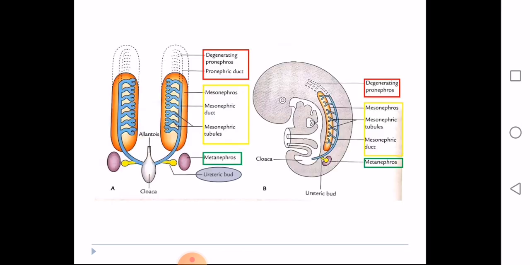So look at this diagram once again. Look at the mesonephric duct. Okay, see the mesonephric duct going all the way down to the cloaca, right? Now, before it enters the cloaca, you can see one diverticulum, a yellow colored duct, arising from the mesonephric duct. That is called the ureteric bud. And this ureteric bud is growing towards, can you see that purple mass there? That is called the metanephros. So this ureteric bud is growing towards the metanephros.